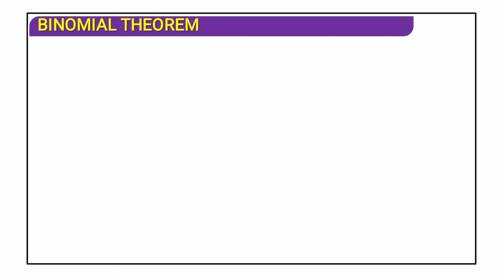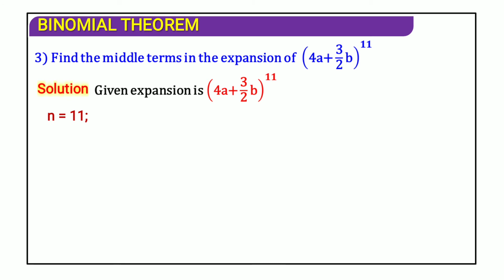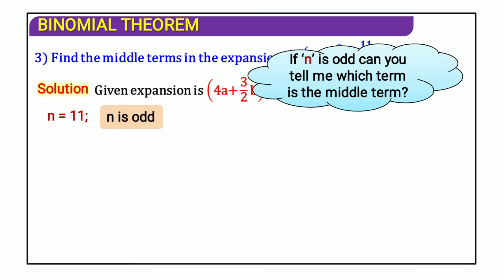Moving to the next question. What does the next question say? Find the middle term of the expansion (4a + 3/2b)^11. How will we calculate it? See, it's easy. n equal to 11, so n is odd. The middle term is obviously what? You can recap the lecture. If n is odd, can you tell me the number of terms which is the middle term?